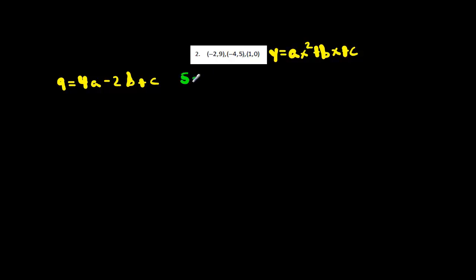Number 2, we're going to be doing the exact same thing. Remember, we're plugging it in to this formula. We're going to get 3 separate equations. So y equals ax squared, that's going to be 4a because -2 squared is 4, minus 2b plus c. That's our first one. Second one, remember we're going to be plugging 5 in for y, -4 in for x. We would get 5 equals 16a minus 4b plus c.